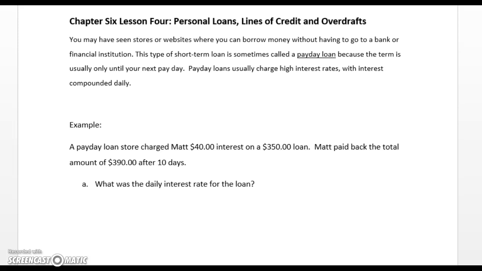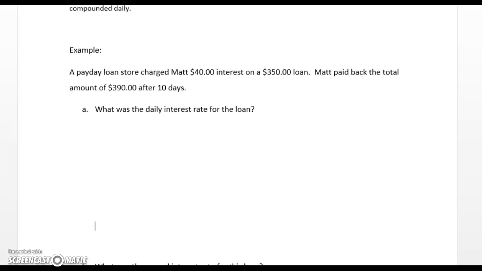So you may have seen stores or websites where you can borrow money without having to go to a bank or financial institution. This type of short-term loan is sometimes called a payday loan because the term is usually only until your next payday. So payday loans usually charge high interest rates with interest compounded daily. So we're going to look at an example, which is number 1 from your notes, where we're going to find the daily interest rate and the annual interest rate at a specific payday loan store.